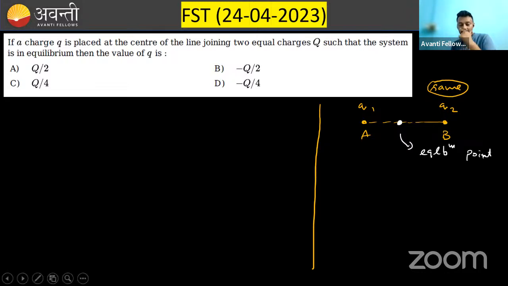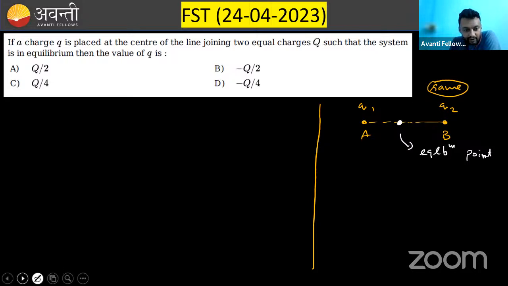Remember the words I am saying: if two like charges, meaning same nature charges, are there, then the third charge which will be in equilibrium will lie between A and B, anywhere, and near the smaller charge. Between A and B, it's true, and near the smaller charge. Write down these points, it will be very useful.